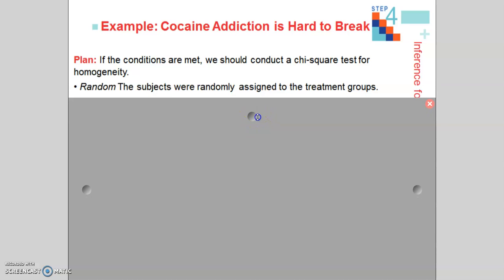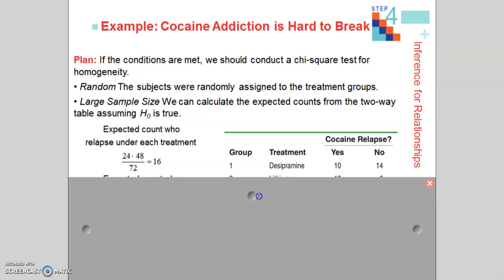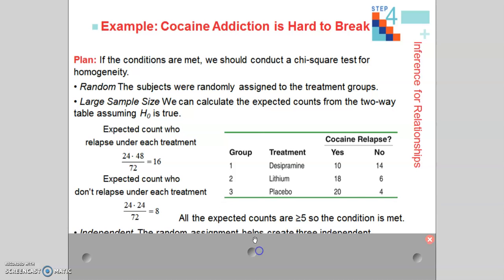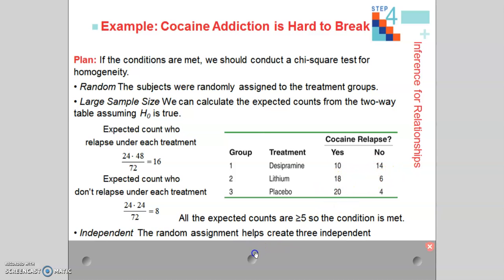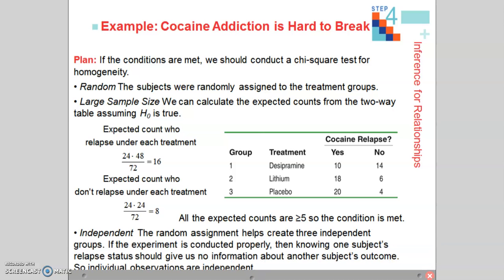The random condition is met because they're randomly assigned to treatments. Large sample size. We calculate the expected counts from the 2-way table, and we get the following. For each of them, we get 16 and 8, and both of those are at least 5. All 6 of these numbers will be 16 and 8, 16 and 8, 16 and 8. And we can use our calculator's matrices to get that as well.